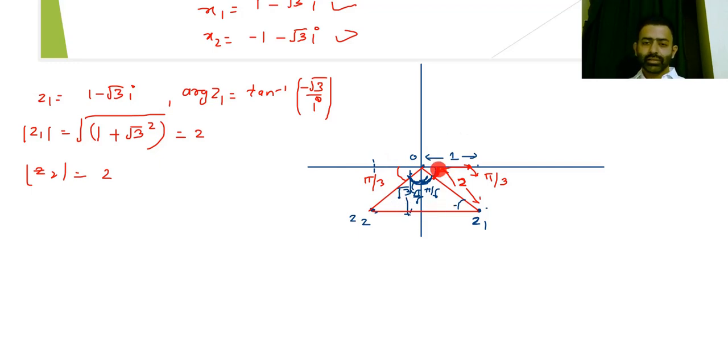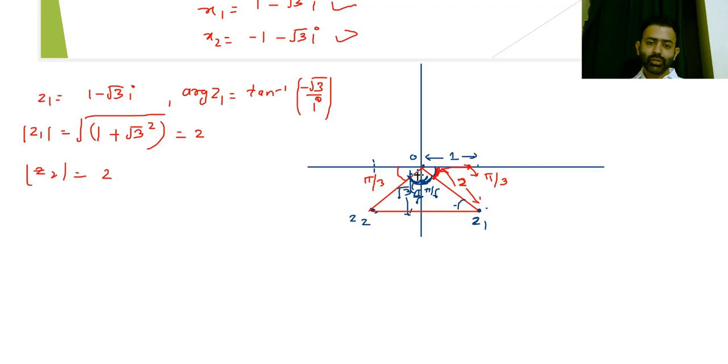Otherwise, this angle is 30. You can say that this angle is 30. This you have proved already. If this is 30 and this is 90, so this has to be 60 degrees. Okay, any logic you can apply, or you can prove that all the sides are of length 2 units.